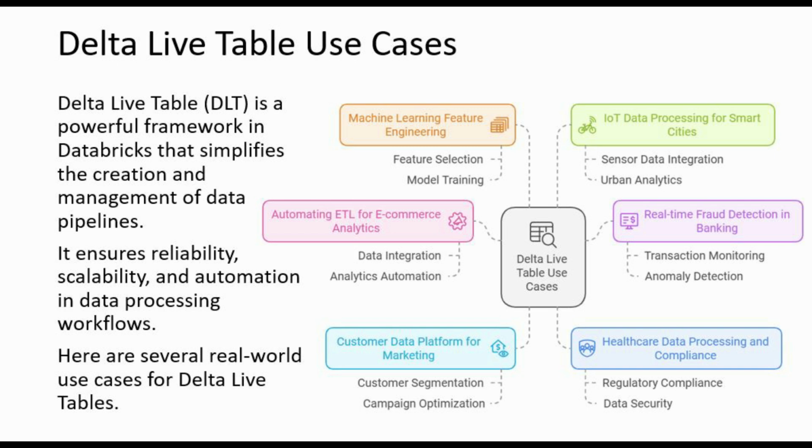Use Case 4. Healthcare data processing and compliance. In healthcare, compliance with regulations like HIPAA is non-negotiable. Delta Live Tables can process sensitive patient records with role-based access controls. Flag anomalies such as missing patient IDs or invalid test results.